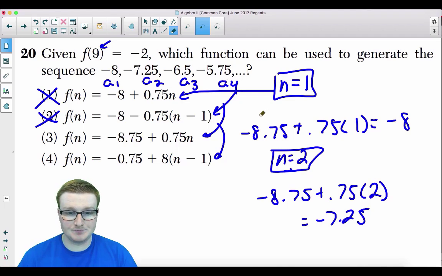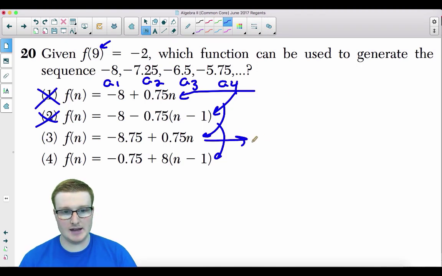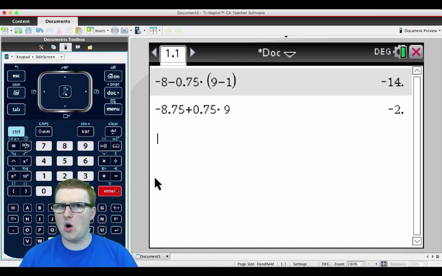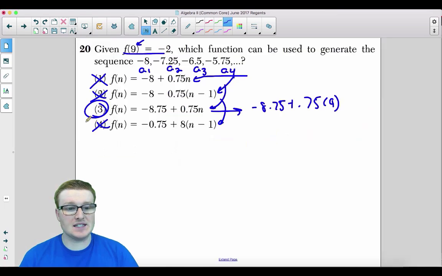Let's go ahead and evaluate f of 9. Let's plug 9 in. Negative 8.75 plus 0.75 times 9. When we go to our calculator, let's see if it equals. Oh, it equals negative 2? Sweet. Your answer is choice 3. Choice 4 doesn't work. And that's how you do that question.